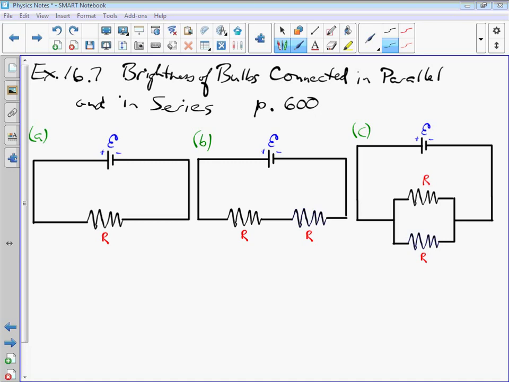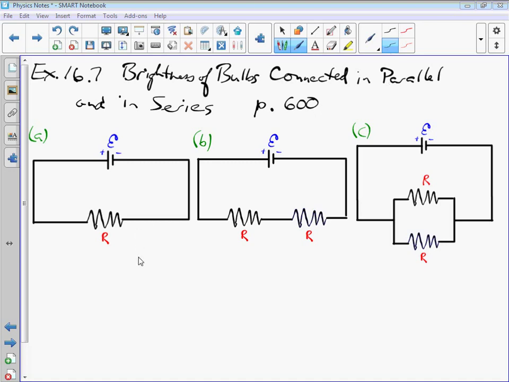So first, you're going to draw the three arrangements, and then we'll use equivalent resistance, which we had in the notes, and then we're going to use Joule's law to determine power. Assume that the connecting wires and the battery are not affecting anything. We'll say the bulbs are identical and that they're ohmic.